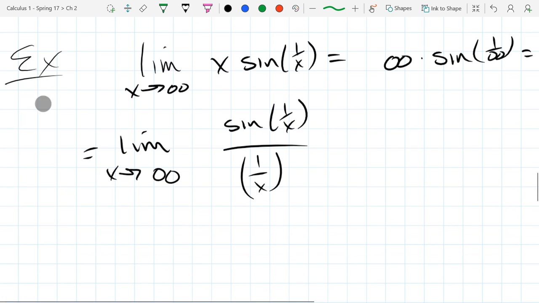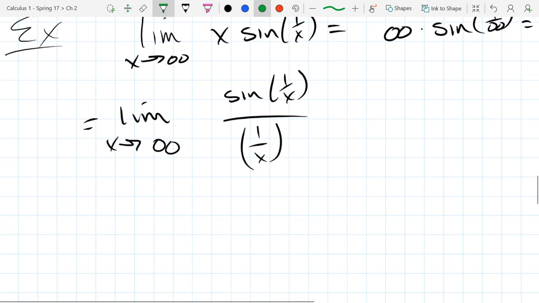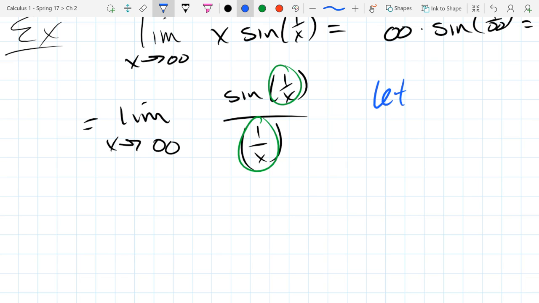So why am I doing this? What I did is turn this into a form where it's sine of a thing divided by the thing. What's inside the green circles is the same. So I'm going to make a substitution, or a change of variable, and I'll do this in the blue right here. Let's go with y equals 1 over x. And now I'm going to change this limit around.